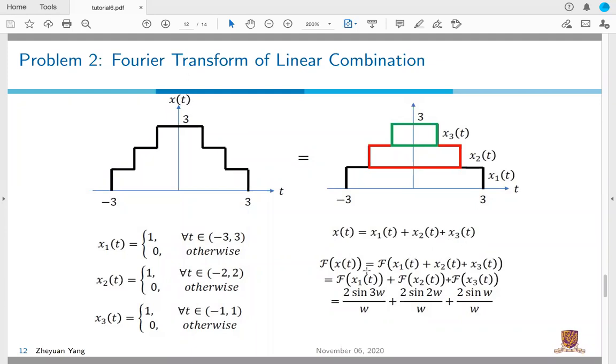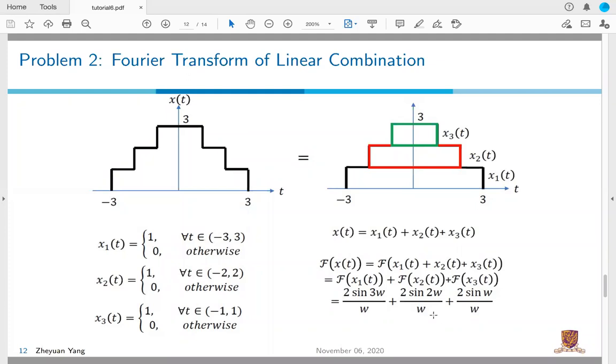And we use the linear property of the Fourier transform. The Fourier transform of the linear combination is equal to the linear combination of the Fourier transforms. So for each signal, we can also use the scaling property of the Fourier transform to get the final result. So x3(t) is our original signal, and its Fourier transform is 2 sin(omega) divided by omega.